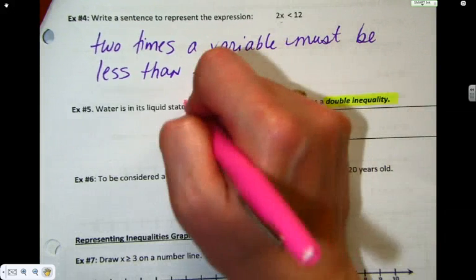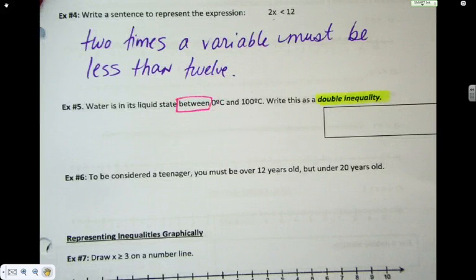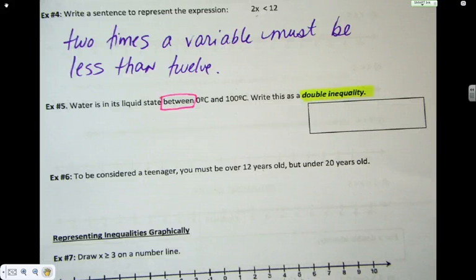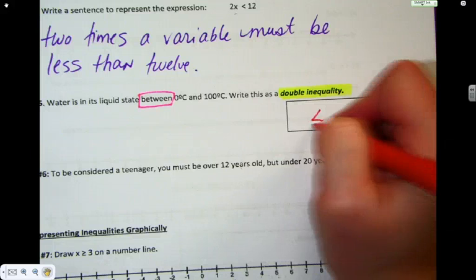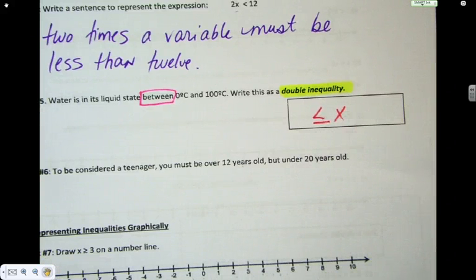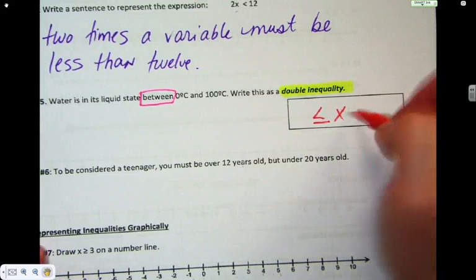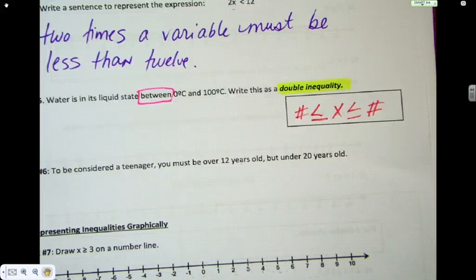The key to a double inequality is the word between. And I'm going to grab my red pen. Mathematically, we express between by less than, or less than or equal to, because it depends on the situation. Then a variable, which usually we use x, but a variable can be anything. And then another less than. A number goes in front and a number goes behind. That's called a double inequality, and what that represents mathematically is between.